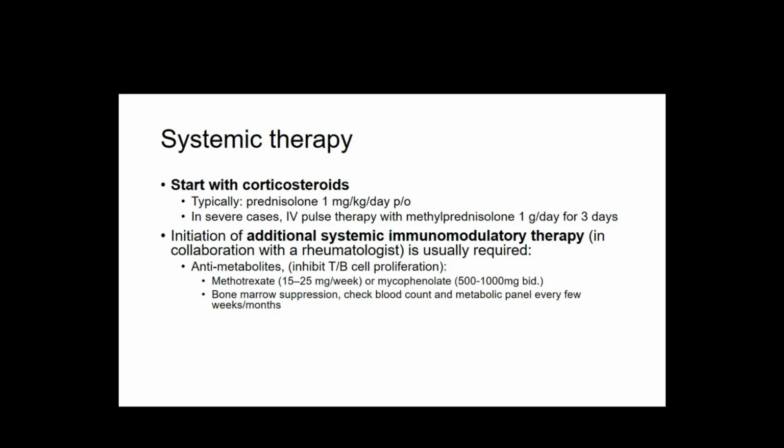So antimetabolites that inhibit B and T cells are one of our first choices in addition to corticosteroids. And methotrexate is the first choice in our clinic. And we start with 15 to 25 milligrams per week. And these patients, of course, should be monitored because they may develop bone marrow suppression. Our colleagues, of course, regularly check blood counts and metabolic panels in these cases.